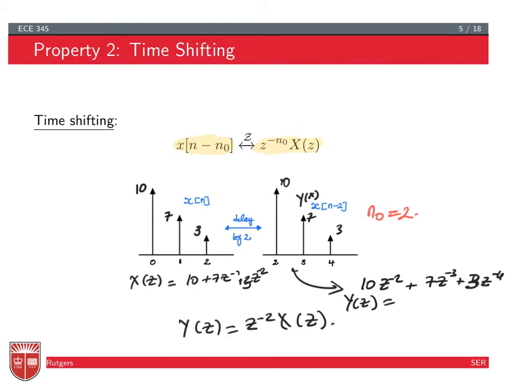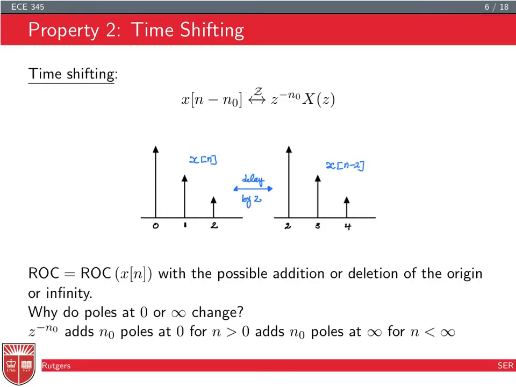It follows immediately from the definition, but I hope you can see why this is true. What was 10 at n equal to 0 becomes 10 at n equal to 2, and this is why you want to multiply everything by z to the minus 2. This property is important. It looks immediate and easy, but it's going to be very useful for us, especially when we do partial fraction decomposition and try to find the inverse. So we continue with the time shift.